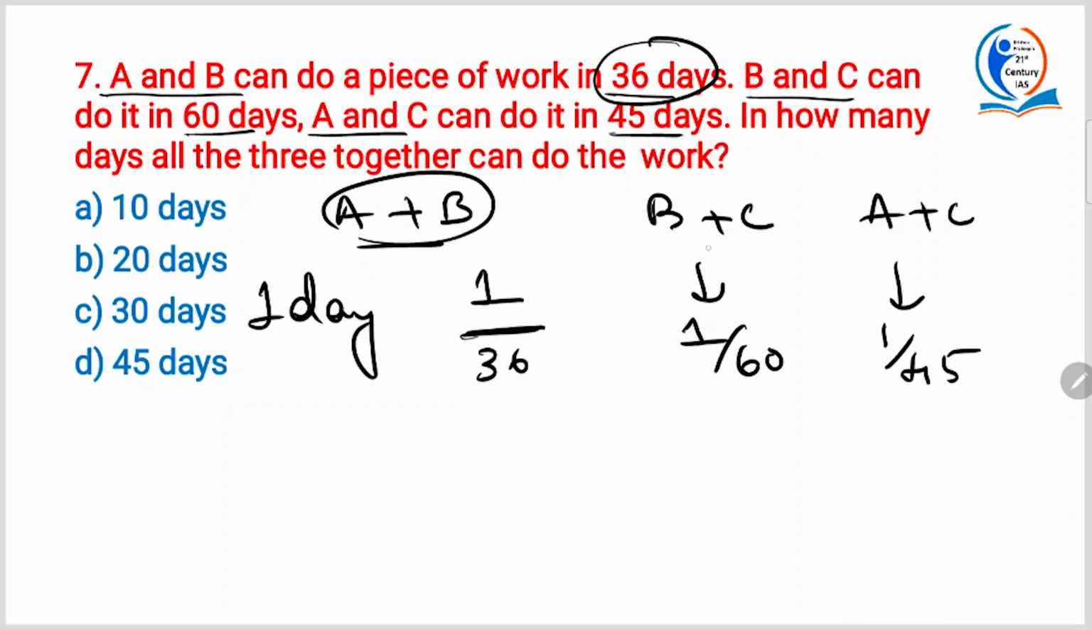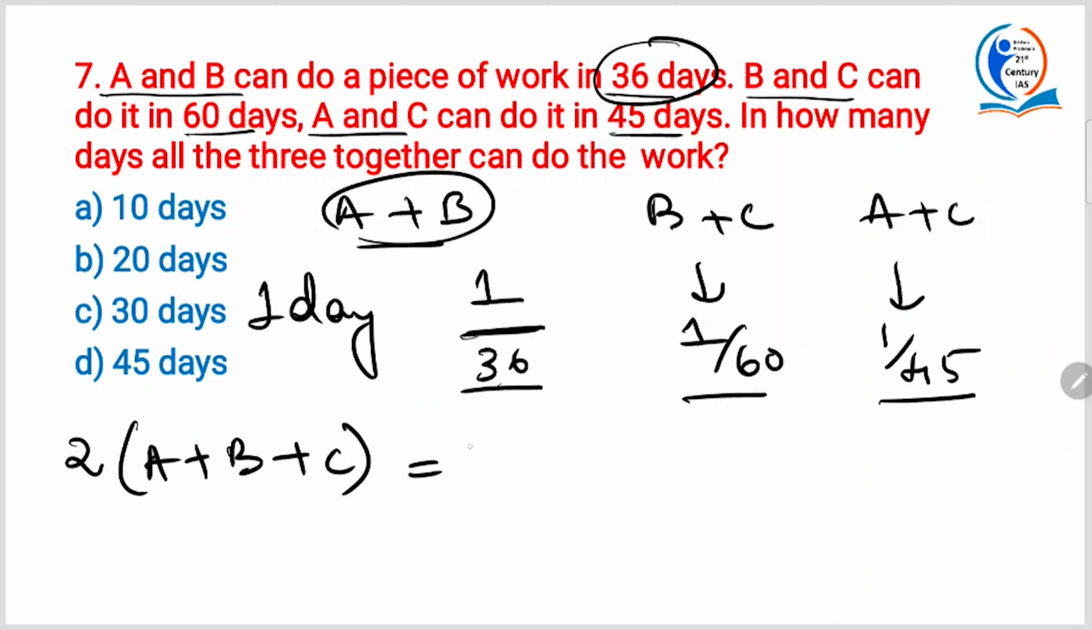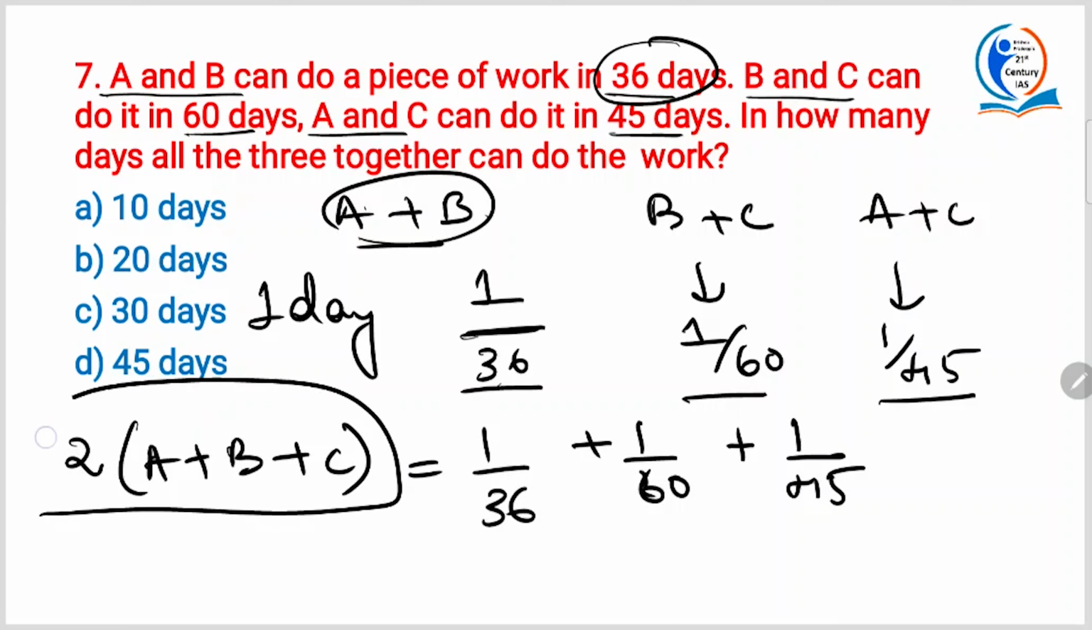Alright, if I add the works done by A plus B, B plus C and A plus C in 1 day, what will I be getting? 2 into A plus B plus C is equal to 1 by 36 plus 1 by 60 plus 1 by 45. Alright, because A plus B plus B plus C plus A plus C is 2 into A plus B plus C, no? That is equal to, what is the LCM? It's 180.